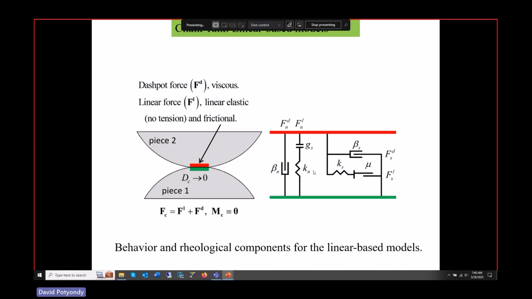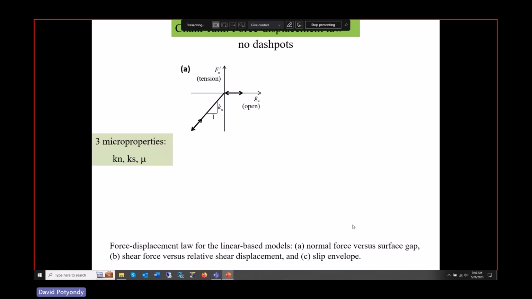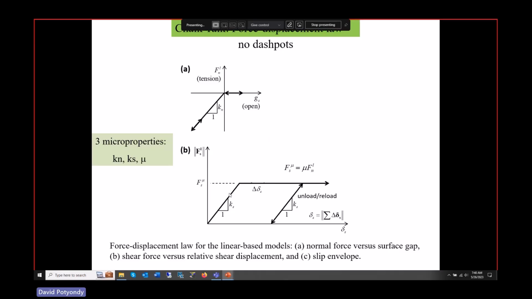Okay, so there you go. Kn, Ks, friction coefficient. That's my linear model. Again, showing it. We've already shown this. Here's the normal behavior. Here's the shear behavior.